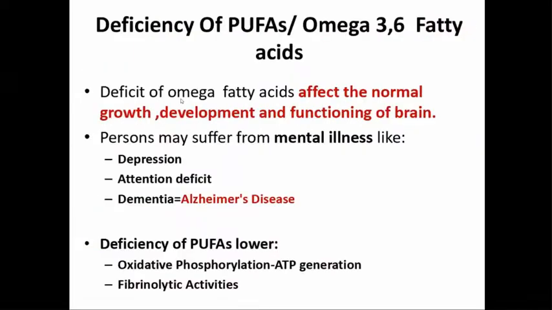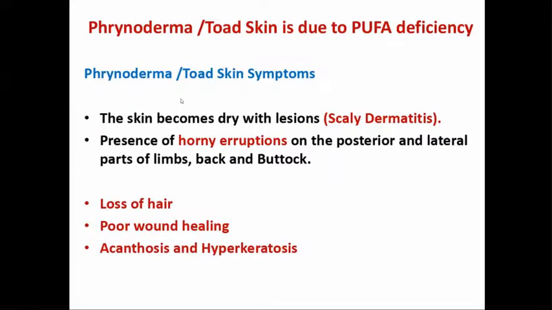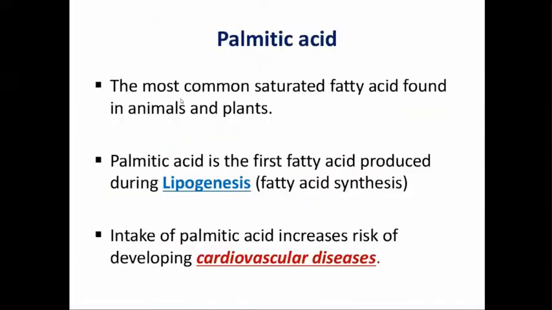If there's a deficiency of polyunsaturated fatty acids, individuals may develop toad skin. Okay, the skin is like a toad. This is named phrynoderma. The skin becomes dry with scaly dermatitis. There is presence of horny eruption. They will have loss of hair. There is poor wound healing. These are the characteristics of the deficiency, the symptoms of lack of essential fatty acids.